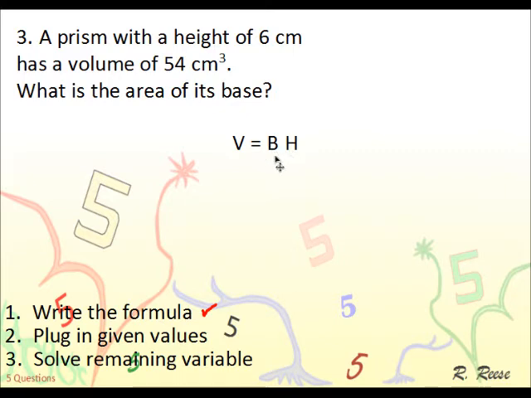Now, if this said pyramid, we would put 1/3 of the base times the height, but since it says prism, there's no 1/3. Now, the area of the base is what we want. We're going to plug in our other values that are given, meaning 54 and 6. And then all we do is solve for b. Divide both sides by 6, and we get 9, and that's it.